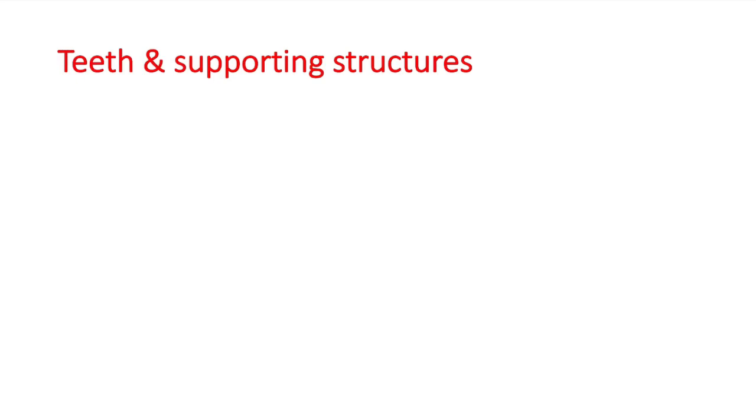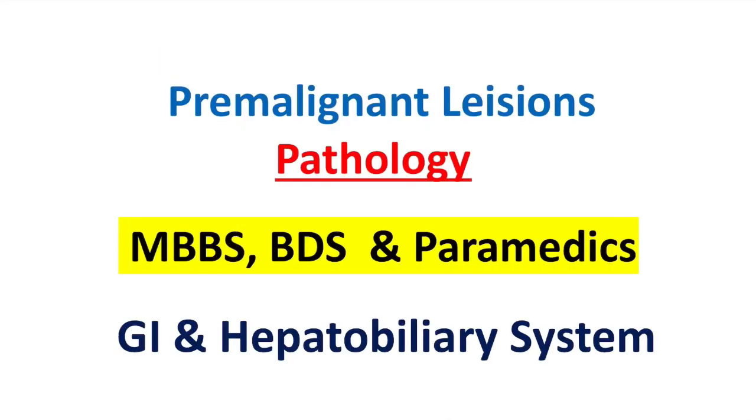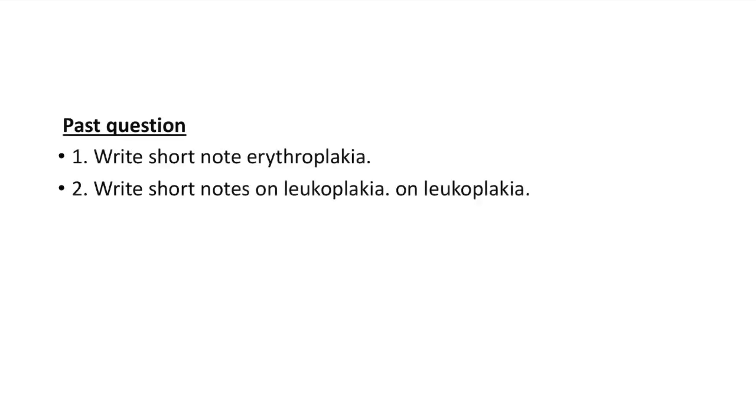The pathology of teeth and supporting structures comprises caries, also called tooth decay, gingivitis, periodontitis. Now let's begin with premalignant lesions. Some past questions: write short notes on erythroplakia and also leukoplakia.